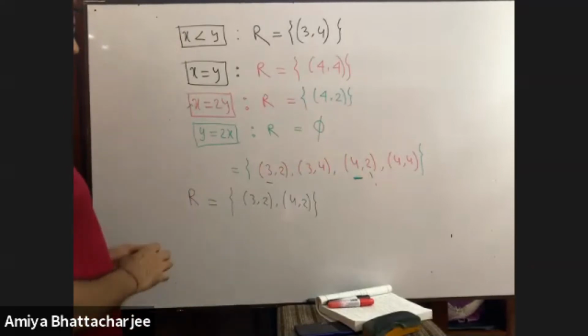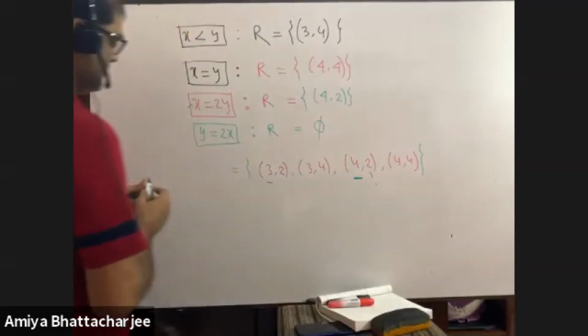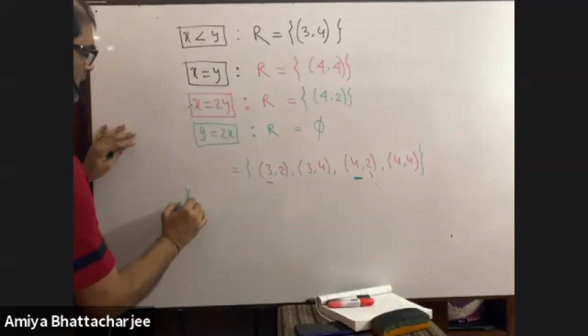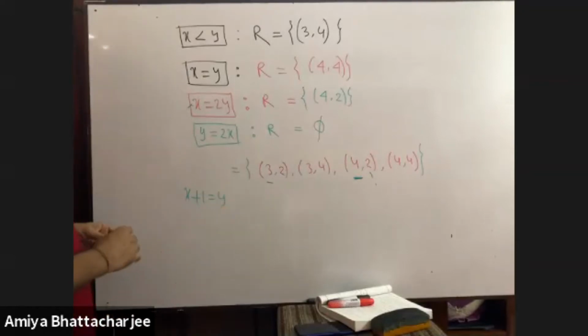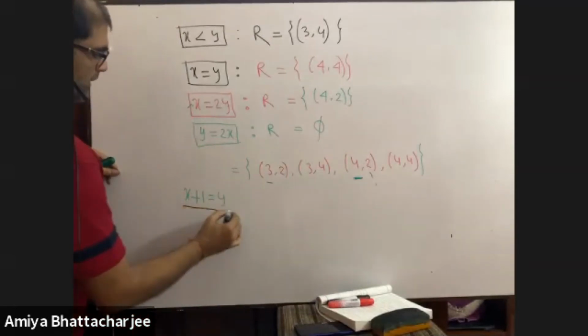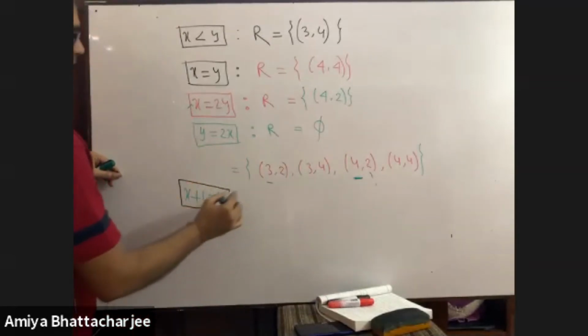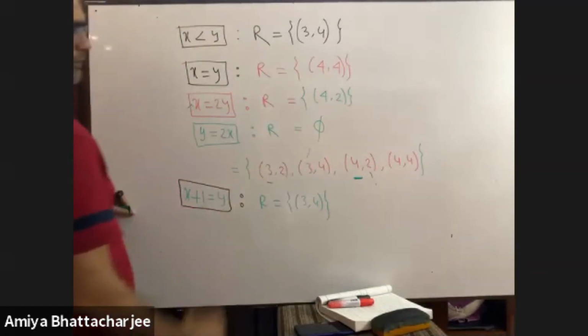If the condition is given like this, x plus 1 equals y, then what will be the answer? X plus 1 equals y. Then what will be our answer? If we add 1 here, we will get the second one.